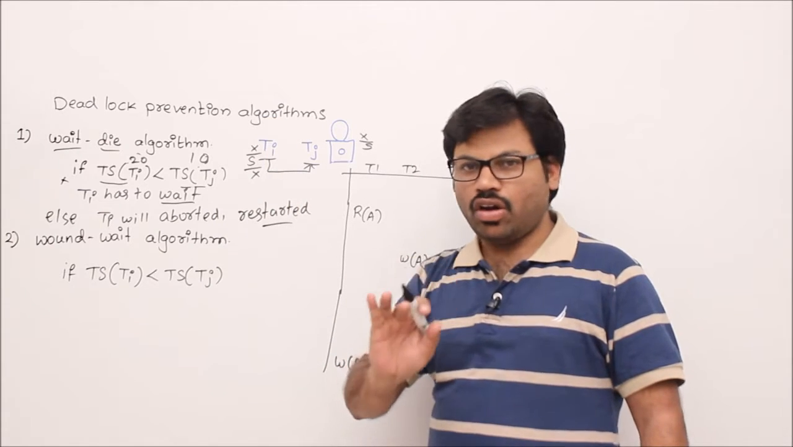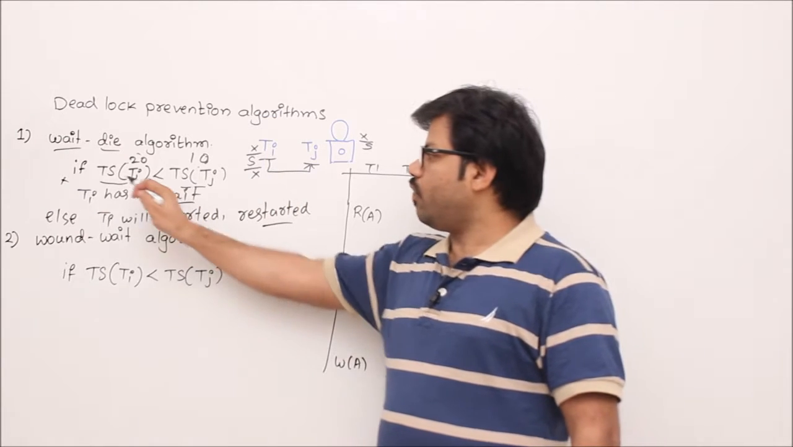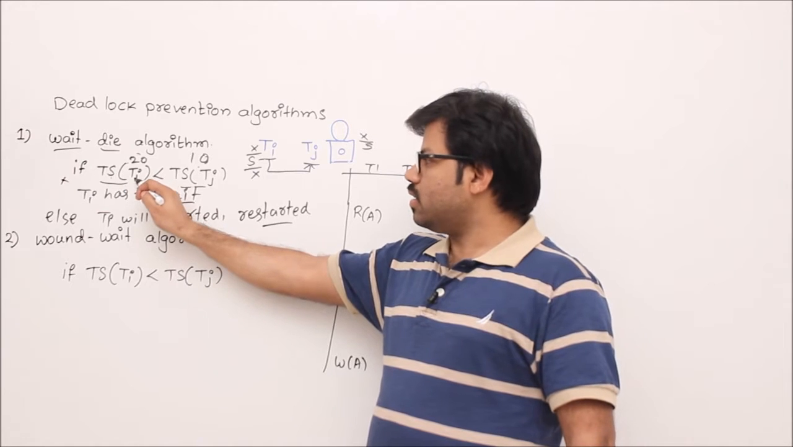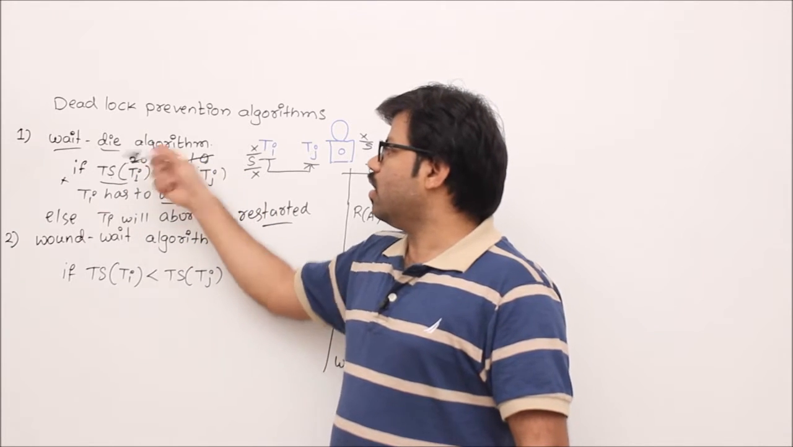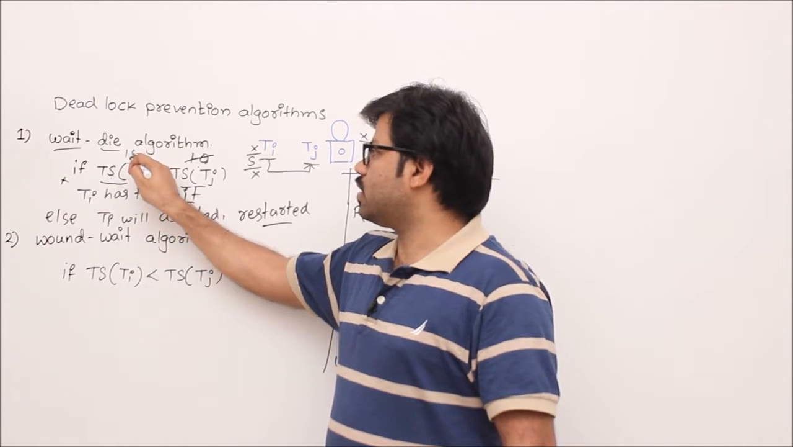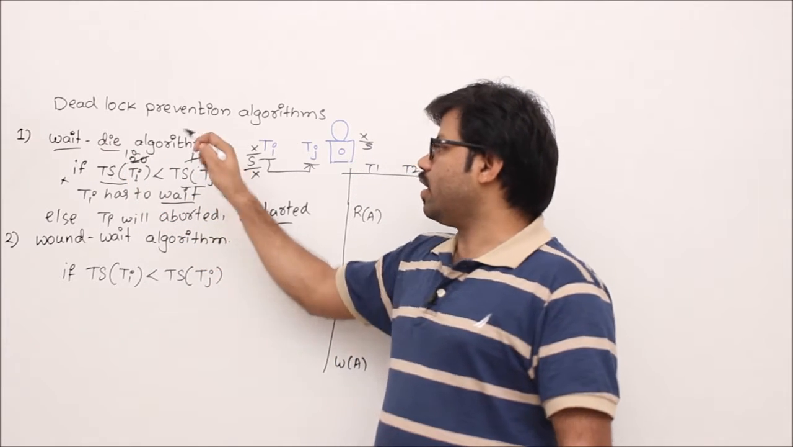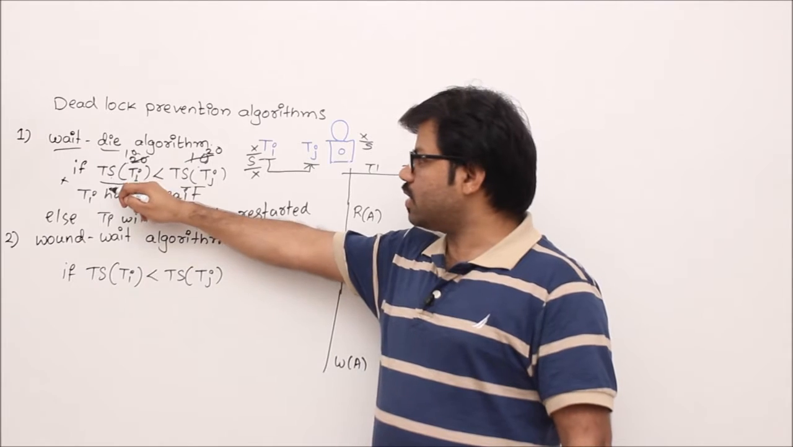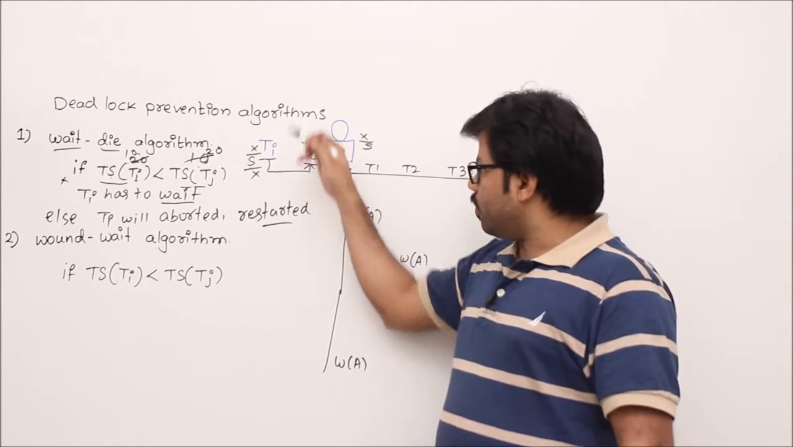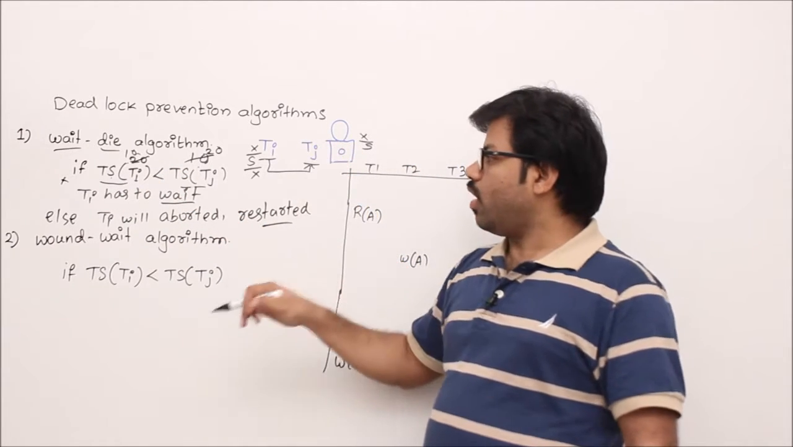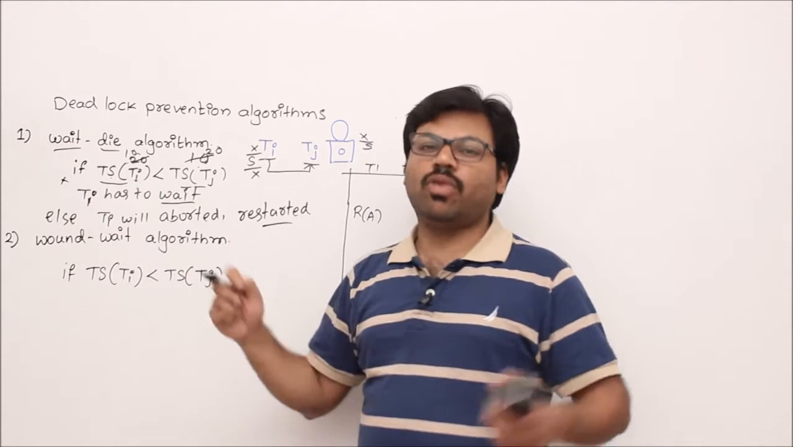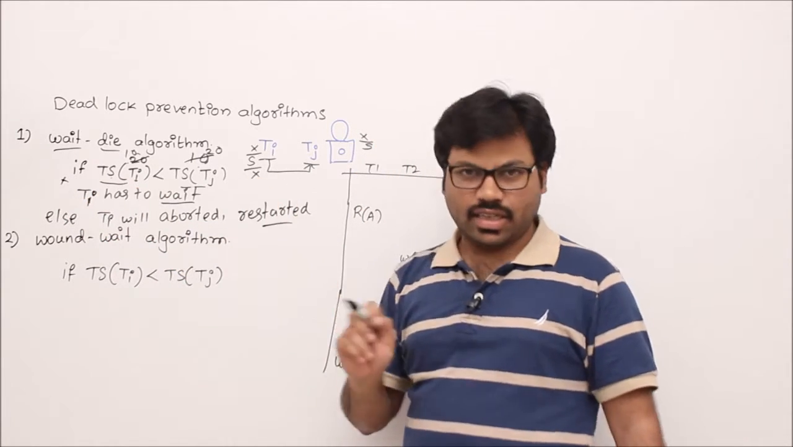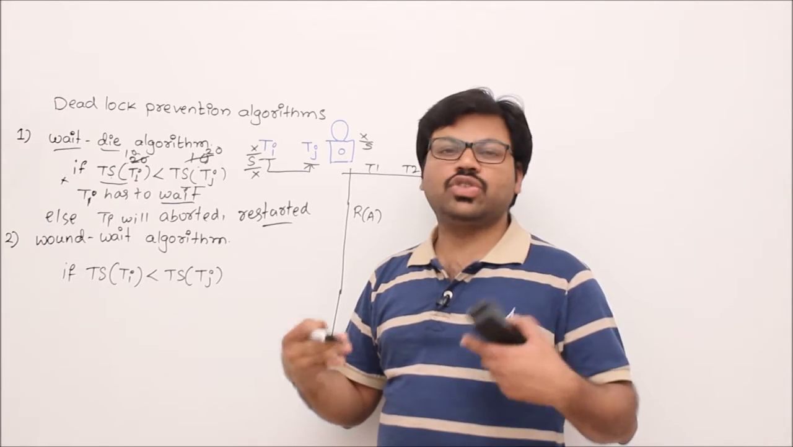Whether Ti has to be blocked or killed is the question. If timestamp of Ti is less than timestamp of Tj, that means the values are reversed. Like timestamp of Ti is 10, timestamp of Tj is 20. That means an older transaction wants to request a lock. Then what do we do? We just ask Ti to wait. Here waiting means blocking. That means we block transaction Ti. It's quite normal as usual, right?